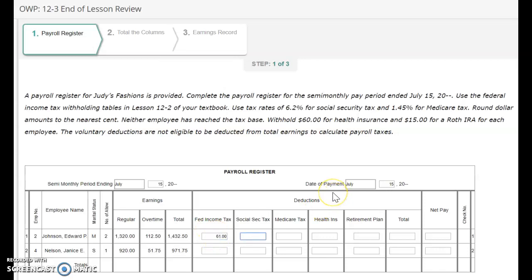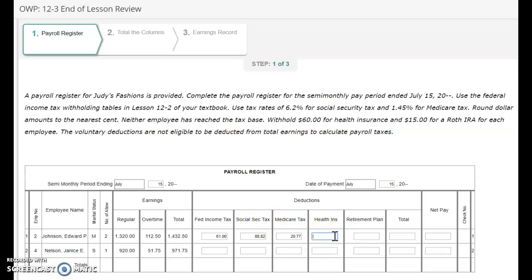Okay, Social Security tax I need to calculate. I'm going to take 1432.50 and I'm going to multiply that by 6.2% or 0.062, and I'm going to get 88.82, and it says 815, but again, round to the nearest cent. Okay, Medicare tax 1432.50 times 0.0145 or 1.45%, and I'm going to get 20.77.